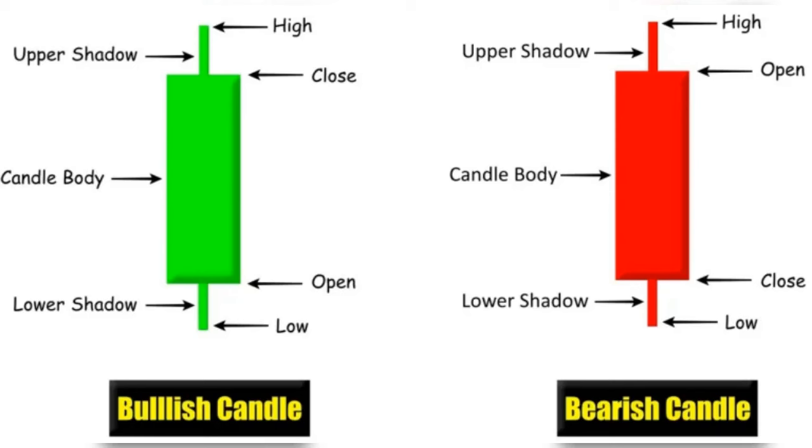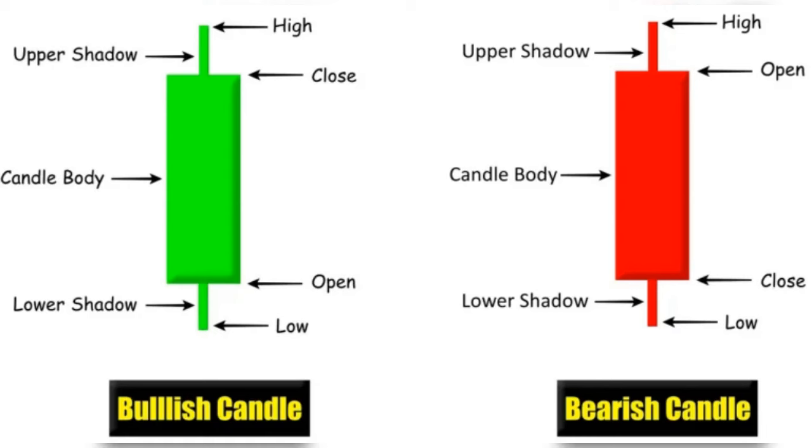Real body. The white part of the candlestick, often referred to as the real body, represents the price range between the opening and closing prices for that period. When the closing price is higher than the opening price, the real body is typically colored white or green, symbolizing bullishness. Conversely, if the closing price is lower than the opening price, the real body is colored black or red, indicating bearishness.